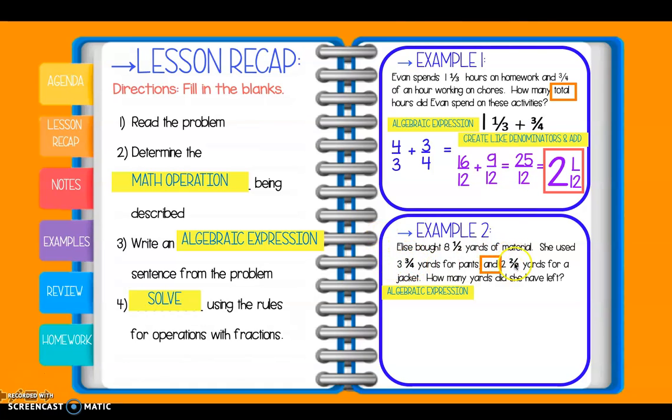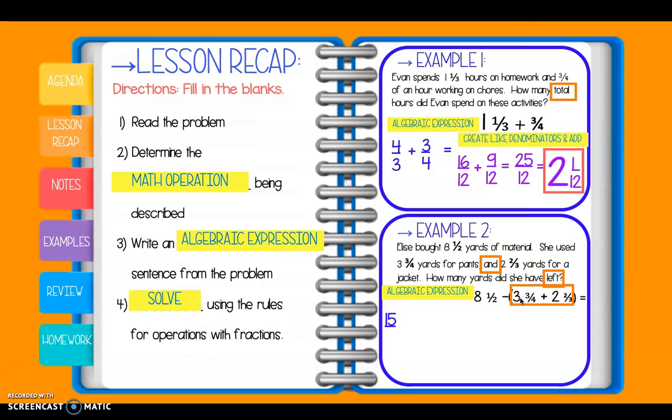So I'm going to have to add 3 3/4 and 2 2/3, and I see the word left, so I know that whatever I get from that, I'm going to have to subtract it from 8.5 yards. Okay, so essentially, we started with 8.5 yards. We're going to subtract out 3 3/4 plus 2 2/3, but I'm going to do this first to figure out how much she used before I subtract it out. That's why I put it in the parentheses in my algebraic expression, to say do this first, okay?